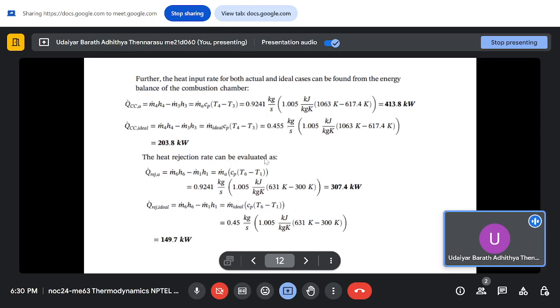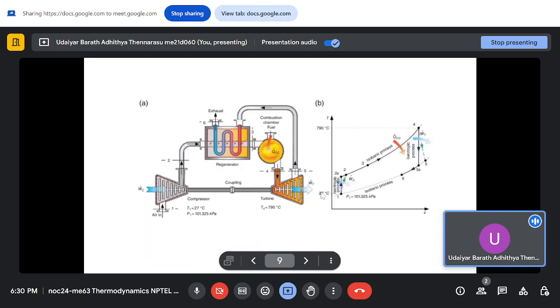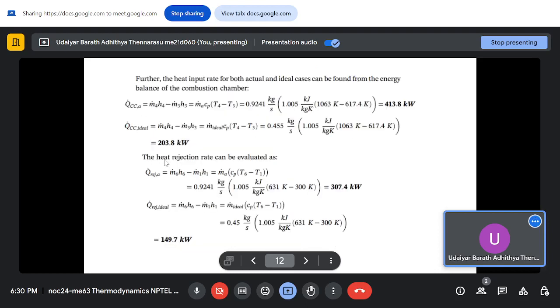Now the heat rejection rate can be evaluated as follows. Heat rejection is between 6 and 1. So from 5 to 6 you are utilizing that to heat up the incoming fluid, so that is not rejection. So the only rejection which is happening is between 6 and 1, which is going to the ambient. So m dot into (H6 minus H1), that is the rejection. So actual rejection is with T6 minus T1. So this will be 307.4. Your temperature is again the same, you only change the mass flow rate, so that is 149.7 kilowatt.